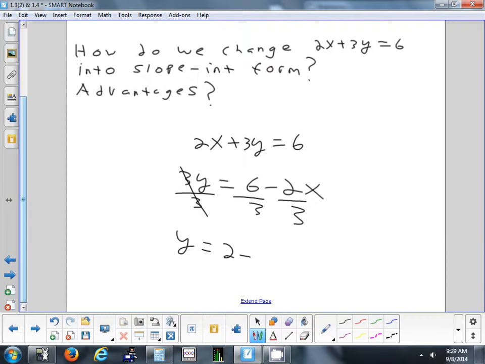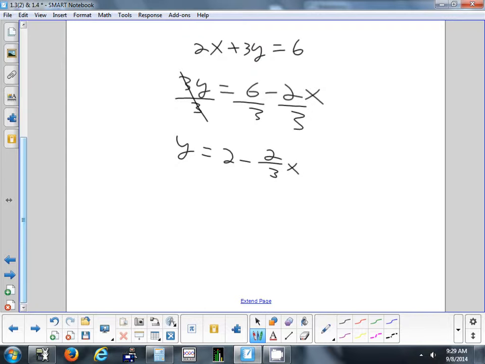6 divided by 3 is 2. Minus 2/3 x. One more thing we should probably do is switch the order, since it's y equals mx plus b, not the other way around. So negative 2/3 x plus 2.